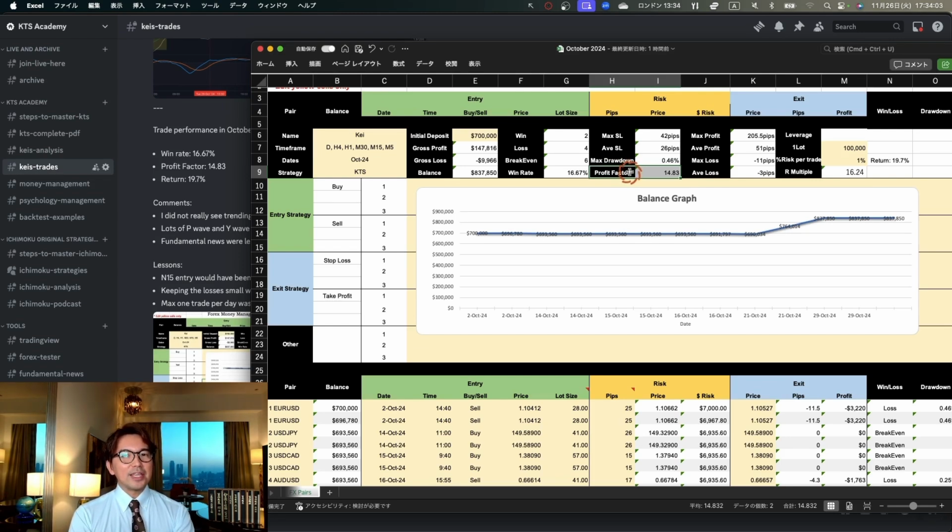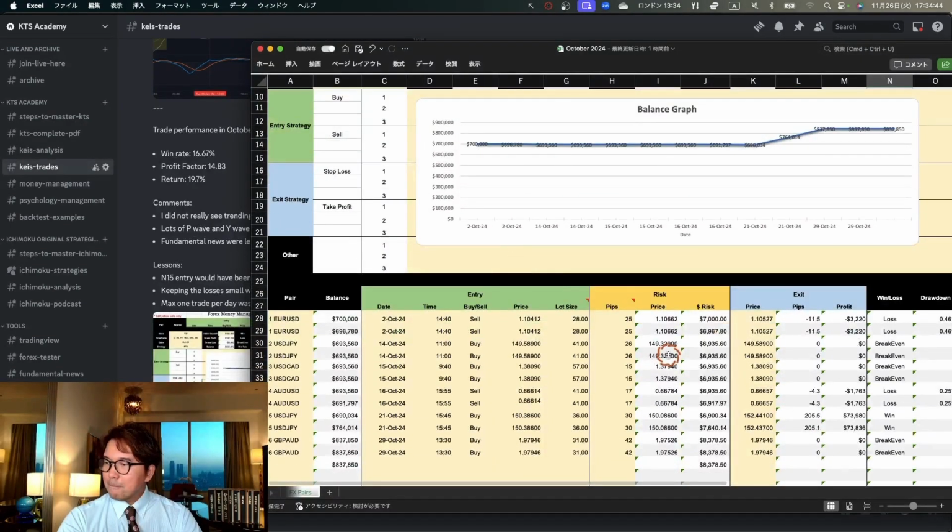But to be able to follow this strategy, you need to twist your psychology. Regarding the psychology, I think I will talk about it in a different live stream or video. But risk management is important, and psychology management is very important, in my opinion. So profit factor 14.83, and my return was 19.7% out of 6 trades in the month of October.